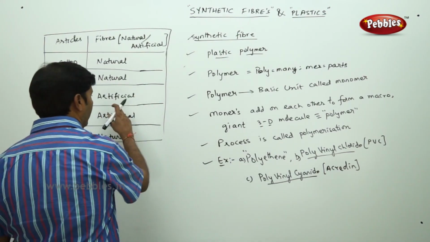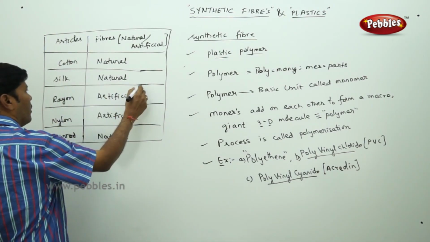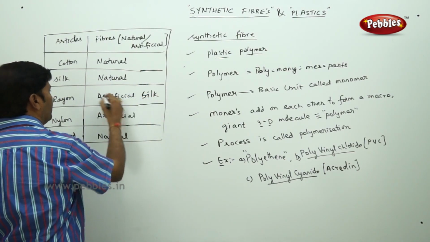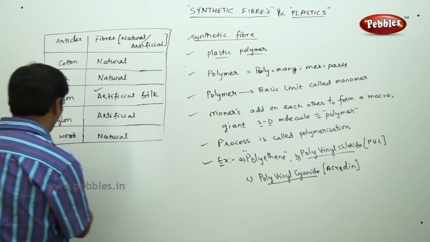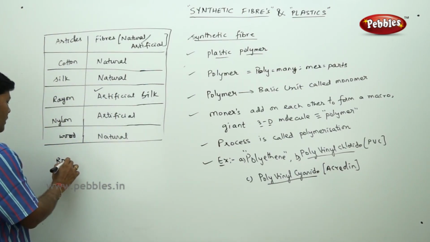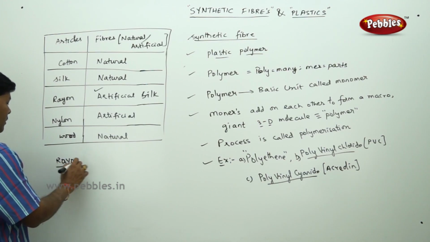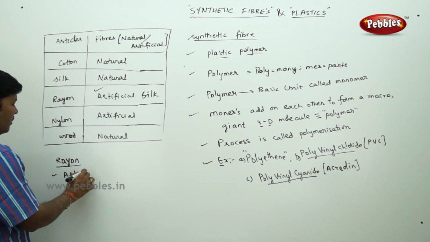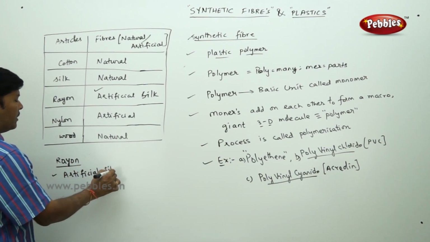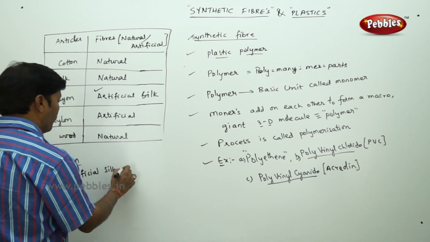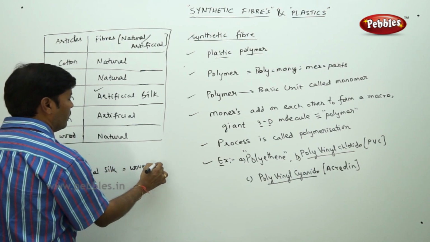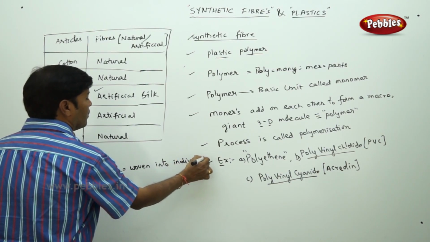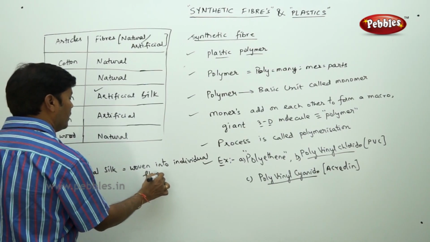Apart from that, if you take rayon, what is this rayon? This rayon is called artificial silk. So how do you get rayon? If you're taking rayon, it is artificial silk. This artificial silk is woven into individual fibers.